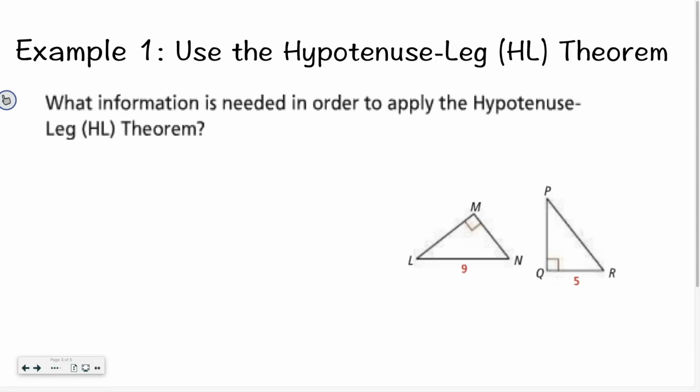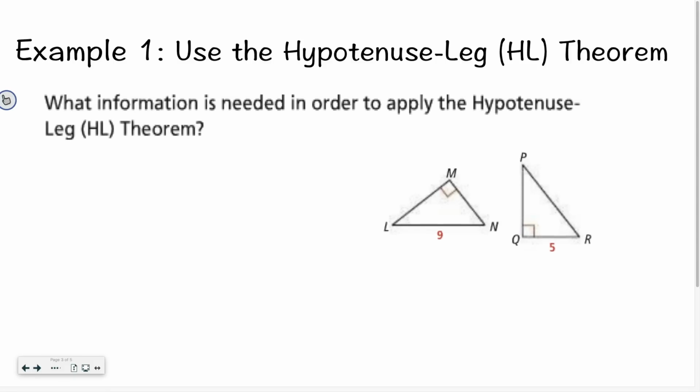So if we look at this, if we want to use the hypotenuse leg theorem, we have these two triangles. We have triangle LMN with a hypotenuse of 9, and we have triangle PQR with a leg of 5. I want to know, what other information is needed in order to apply that HL theorem? Well, I need congruent hypotenuses, so here I have a hypotenuse of 9, so that means I need this hypotenuse over here to also be 9.